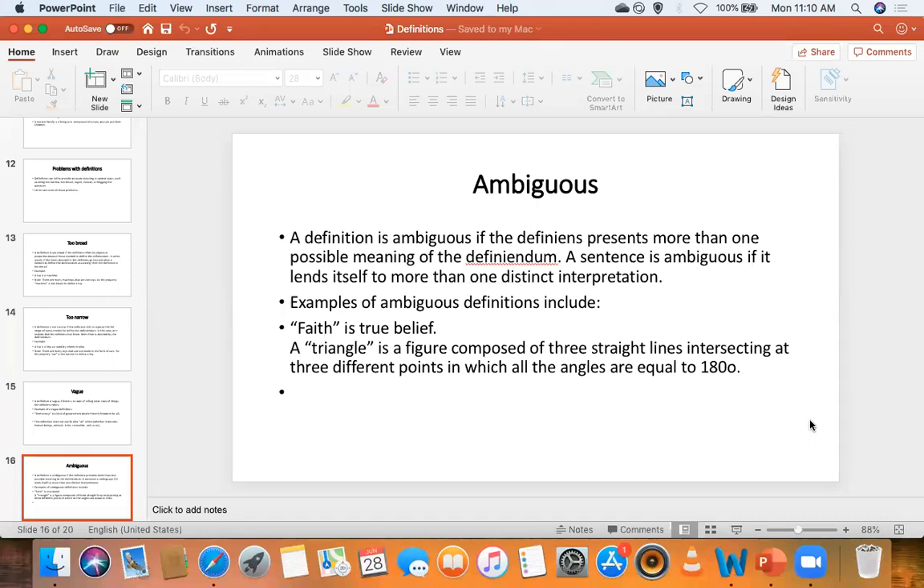Examples of ambiguous definitions include faith. When you say that faith is true belief, or a triangle is a figure composed of three straight lines intersecting at three different points in which all the angles are equal to 180. So when you can interpret it in different ways, then especially the word faith. Okay.